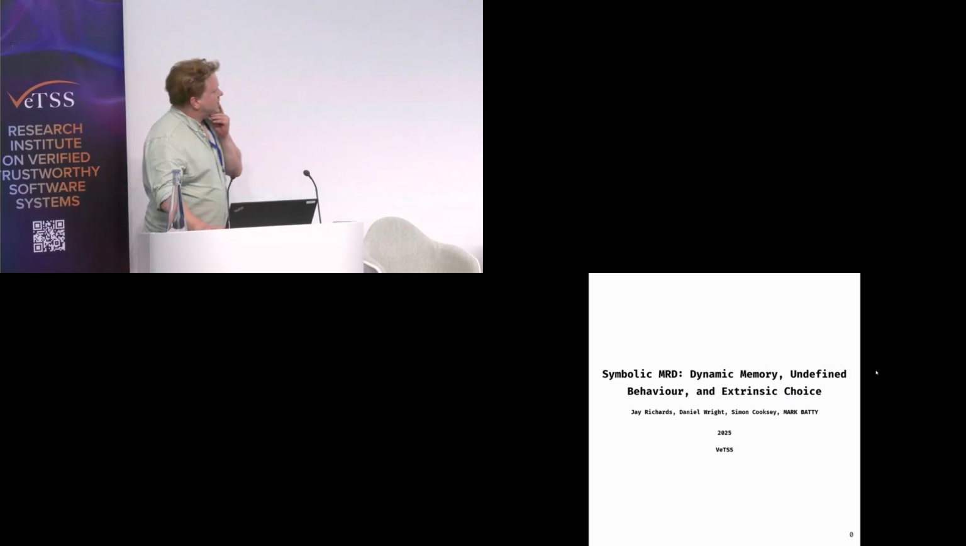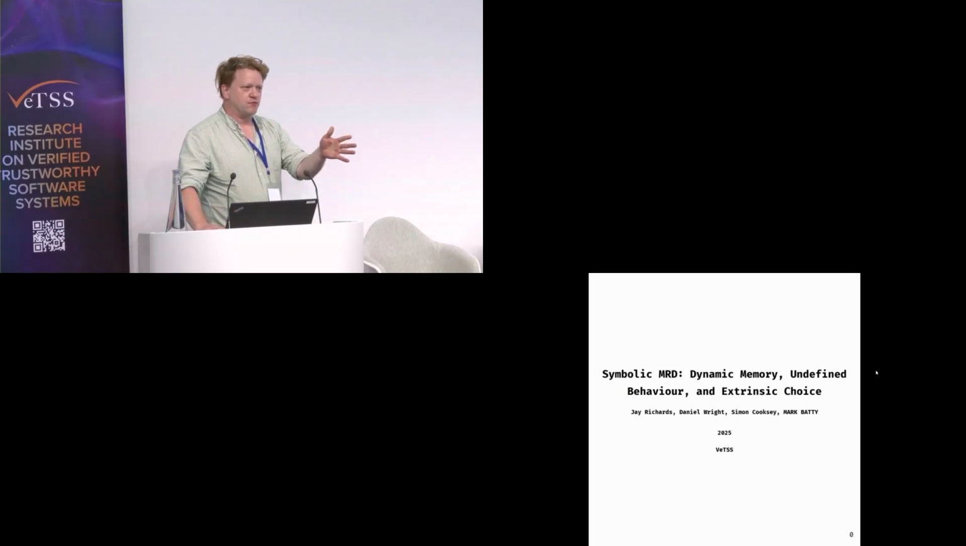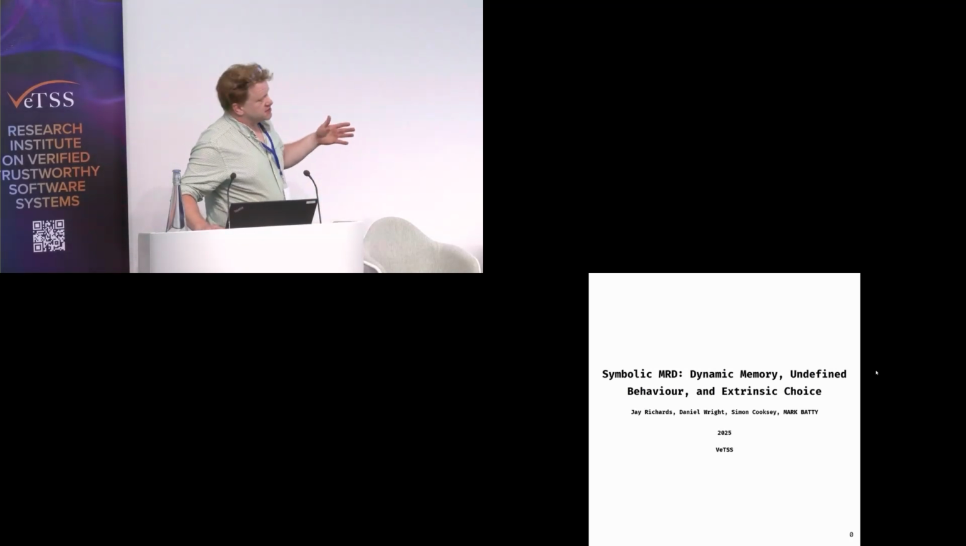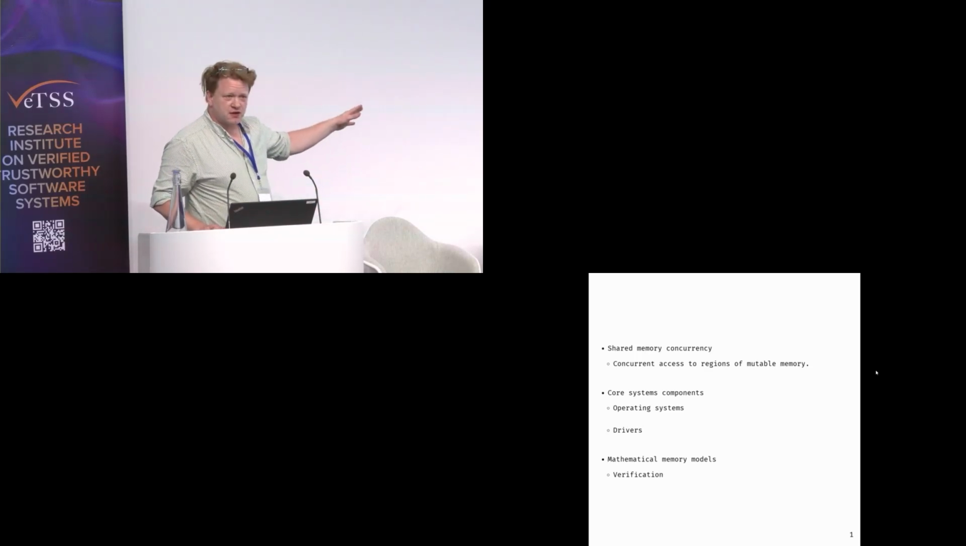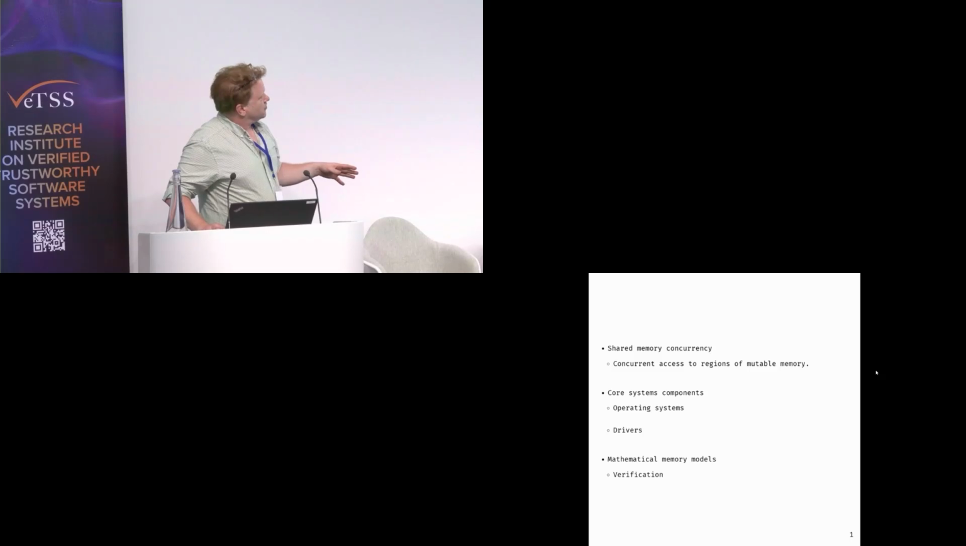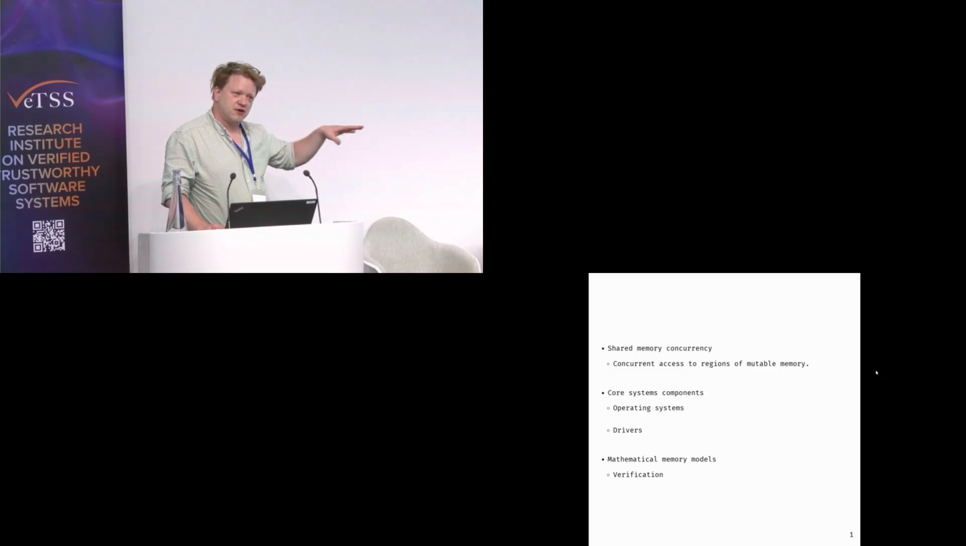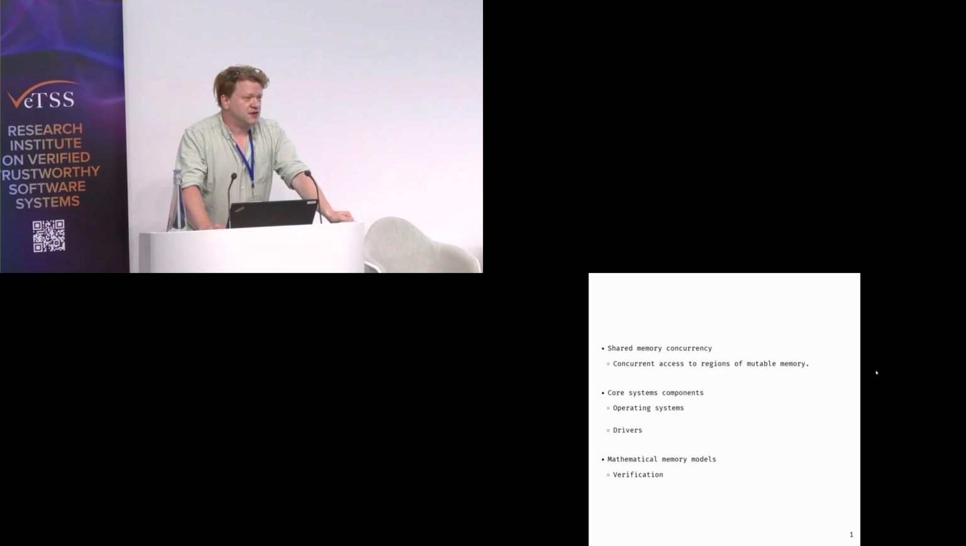So this work is about a model that follows on from what Simon Cooksey was talking about. He mentioned MRD, and this is an extension of that work called Symbolic MRD. This is very much in the vein of the sort of PL work that we're used to. We're addressing systems with shared memory concurrency. We're going to be talking about the mutation of memory across threads, data races, that kind of thing. And we're interested in being able to say something about systems components, drivers.